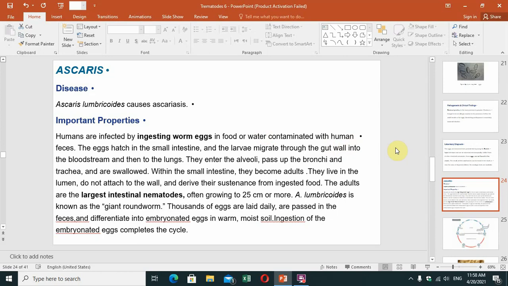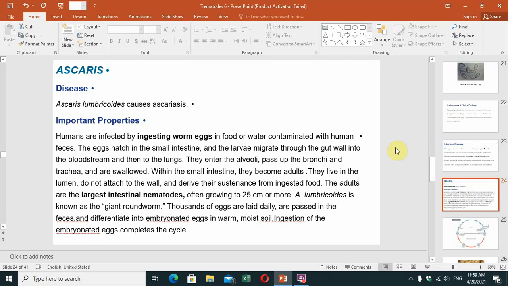Ascaris lumbricoides, which causes ascariasis. Humans are infected by ingesting the worm eggs in food or water contaminated with human feces. The eggs will hatch in the small intestine and the larvae migrate through the gut wall into the bloodstream and then to the lungs. They enter the alveoli, pass up the bronchi and trachea, and are swallowed again.